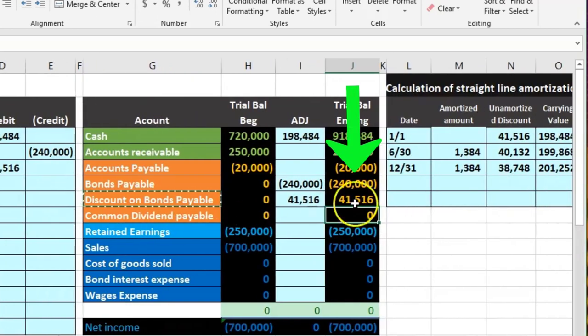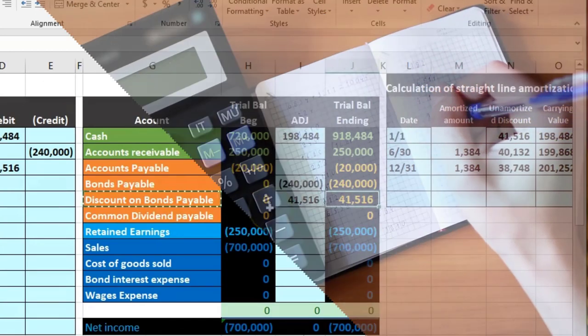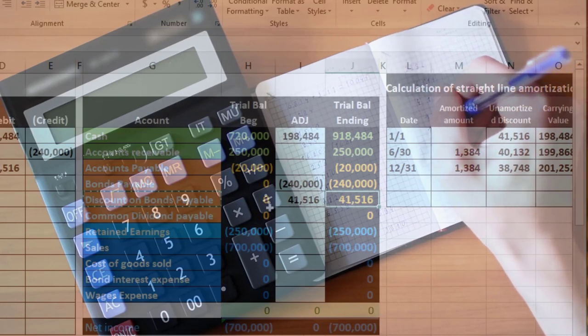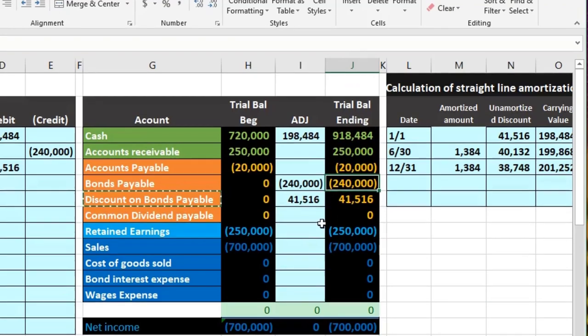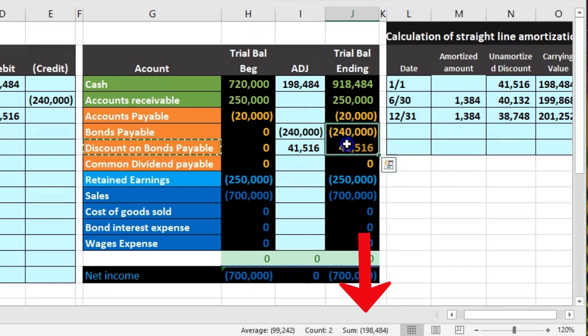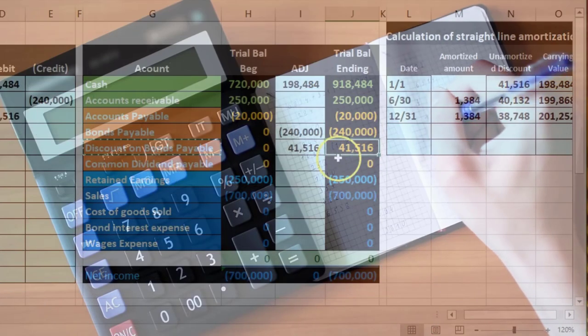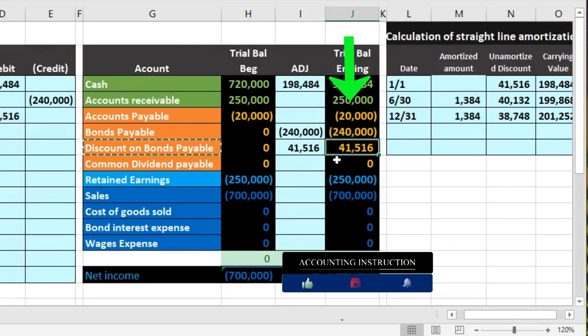So if we see what happened here, the bond went up by 240,000 and we have this discount. In this case, the discount is kind of like a contra account. It's a contra liability account. Because what we're saying here is the bond's on the book for 240, that's what we owe. But really, it's got a value to us of 198,484, the carrying value, if we subtract out the discount. So we're saying here's what we owe back, here's what the discount is, here's really the carrying value, the sum of the two. So whenever we have an account that's kind of like a contra account, it's really because it's linked to this account. It's related to the bonds payable account.